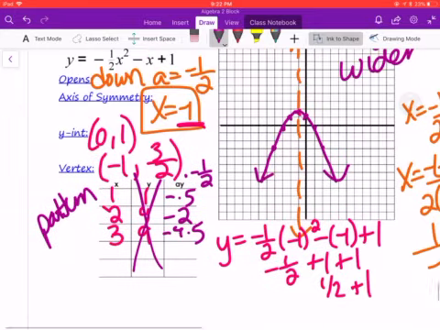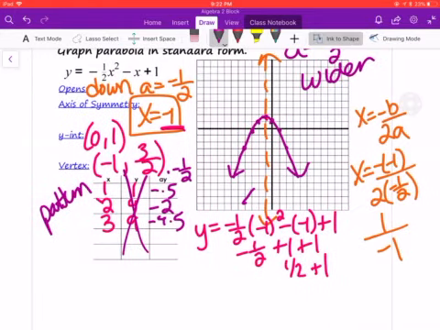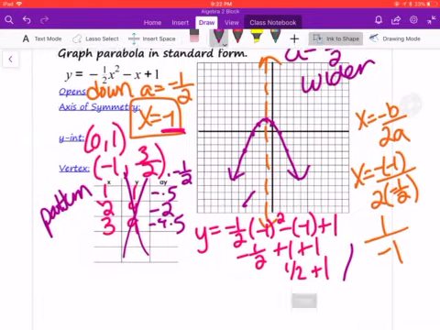So hopefully that was helpful in seeing a couple examples in standard form.